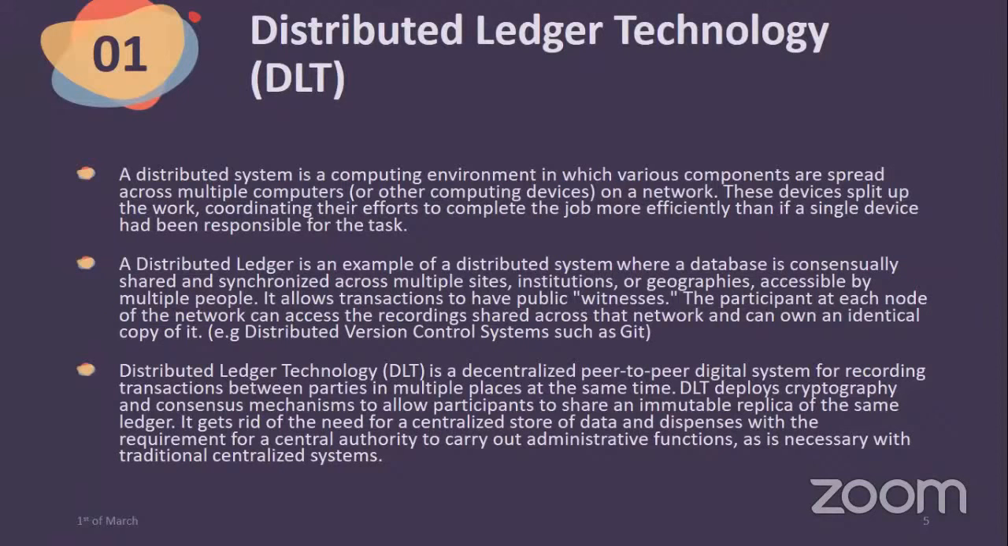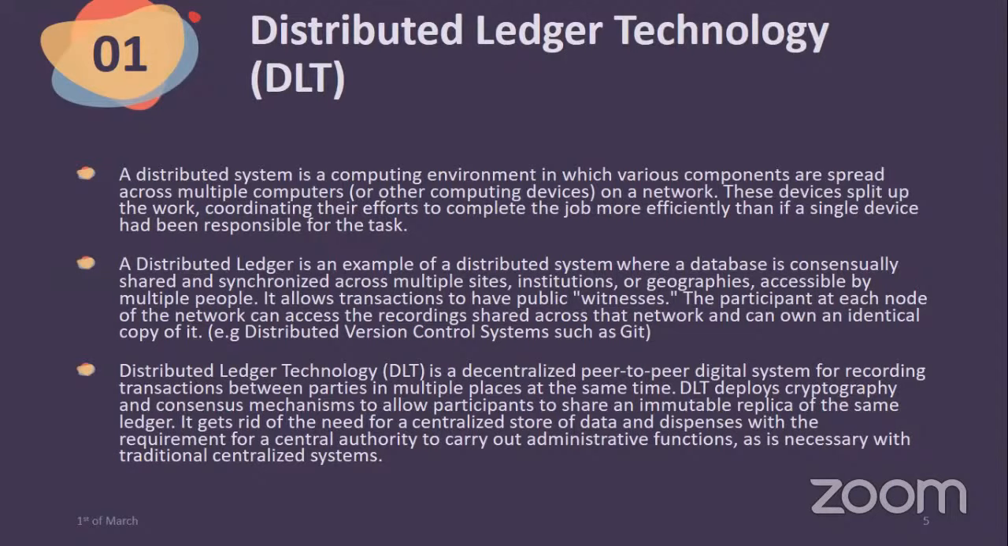So a distributed ledger is an example of a distributed system where a database is consensually shared and synchronized across multiple sites, institutions, or geographies, accessible by multiple people. It allows transactions to have public witness, which is the ability for anybody to go on the database and retrieve records and verify transactions. So the participant at each node of the network can access the recording shared across the network, view its logs, and own an identical copy of it.